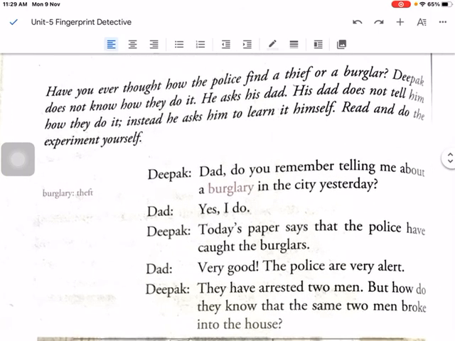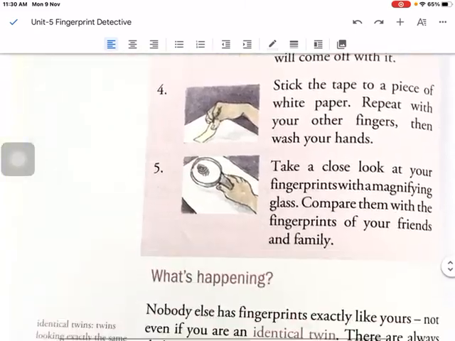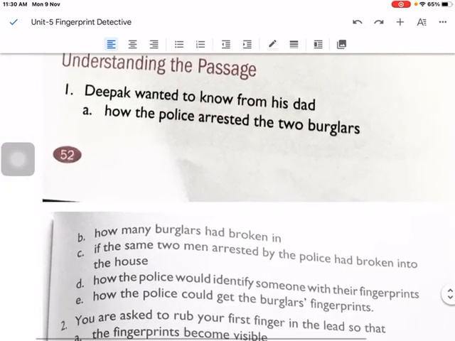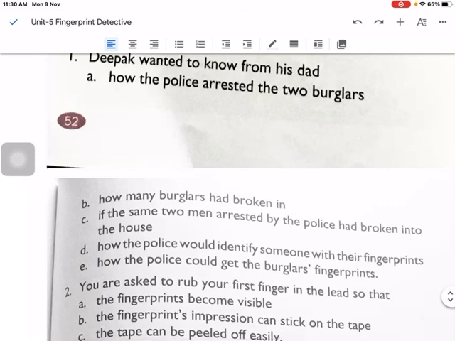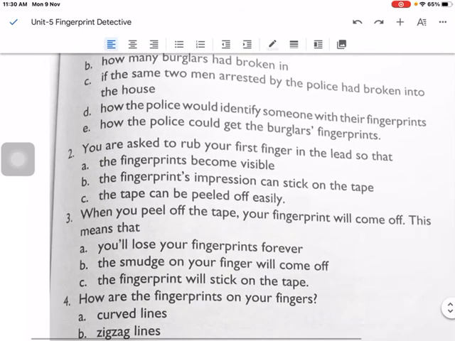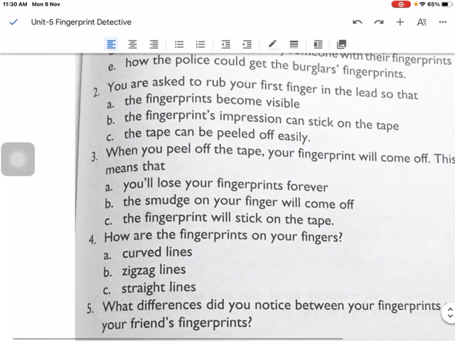I hope all of you understood this topic. Okay, please read this unit and try to do the activities given here. Here you can see Understanding the Passage. Deepak wanted to know from his dad, and all five options are given here. You have to choose the correct option. For this you have to read the lesson very carefully, isn't it? And then only you can choose the answer, otherwise it will be difficult to identify the correct answer. So here we have five questions.